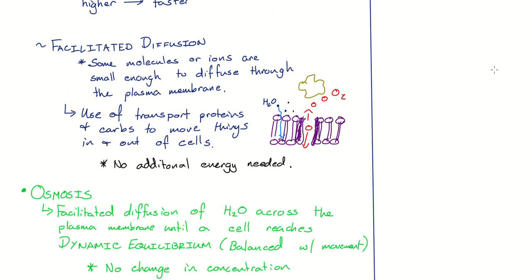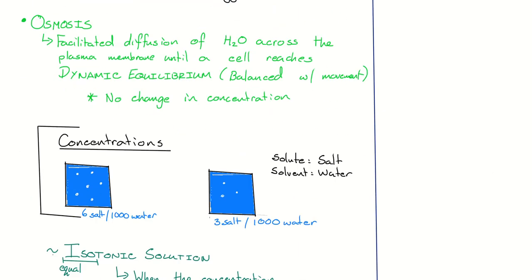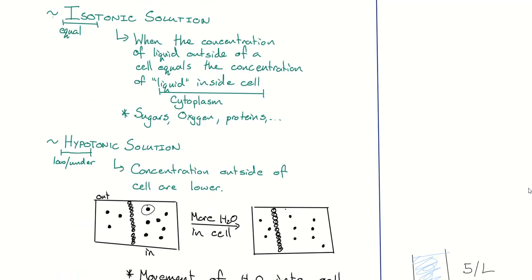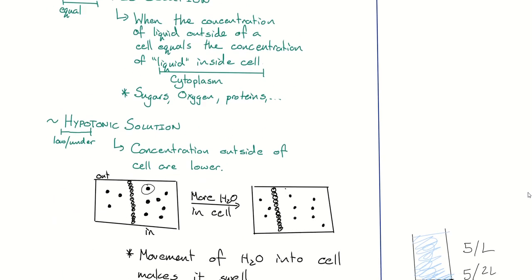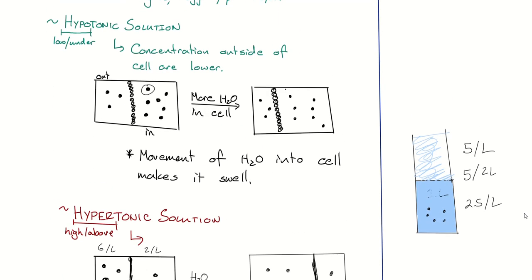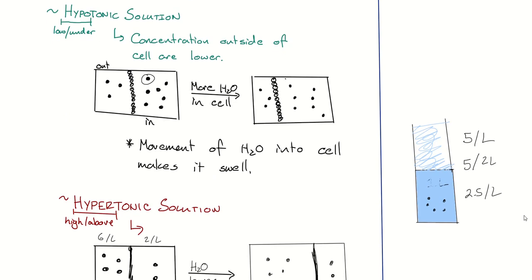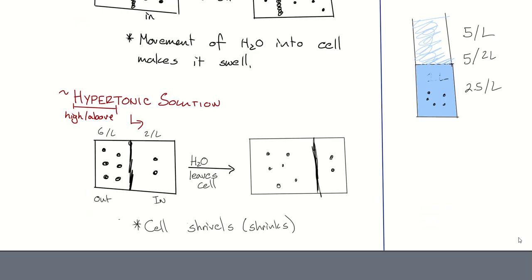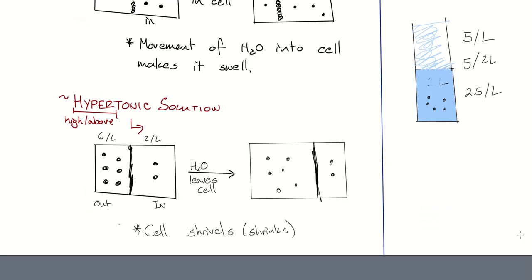Cool. All right. So let's see. We have hit diffusion, and then we looked at osmosis. We've talked about isotonic solutions where the balance is already there. We've talked about hypo, where outside of the cell isn't concentrated enough. We've talked about hyper, where the outside of the cell is too concentrated. And those are our three options.